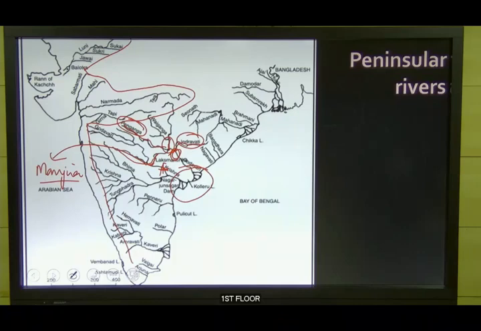Krishna is the second largest east flowing river. Okay, I forgot about the break. Yeah, take a break for 5 minutes. We'll get back.